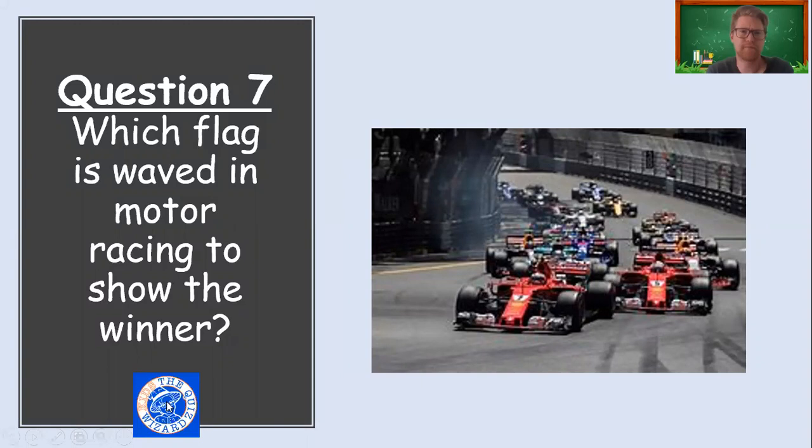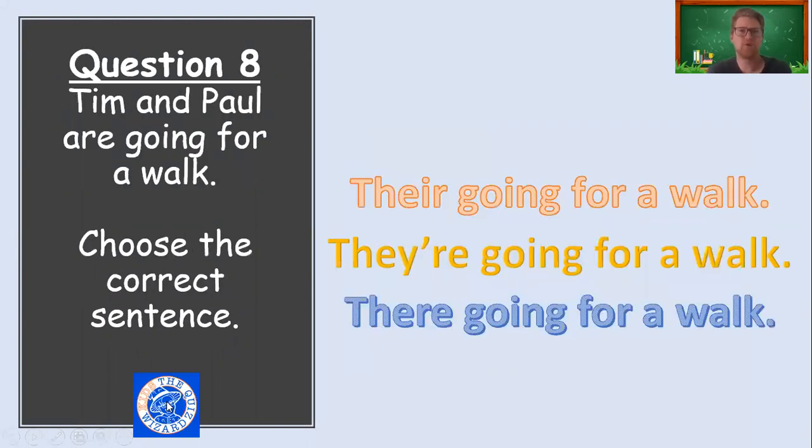Question 8 today. Tim and Paul are going for a walk. Choose the correct sentence here. So I've got 3 different sentences with different theirs in. Which one is correct? Is it they're going for a walk, the top one? Is it they are going for a walk, the middle one? Or is it there going for a walk, the bottom one? This is a common mistake that we can make when we're using spellings. Which one is correct?